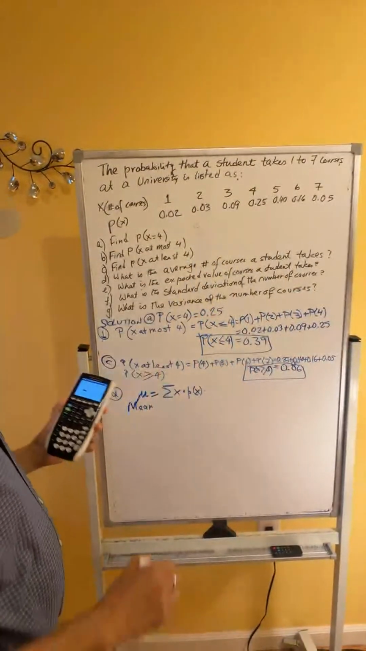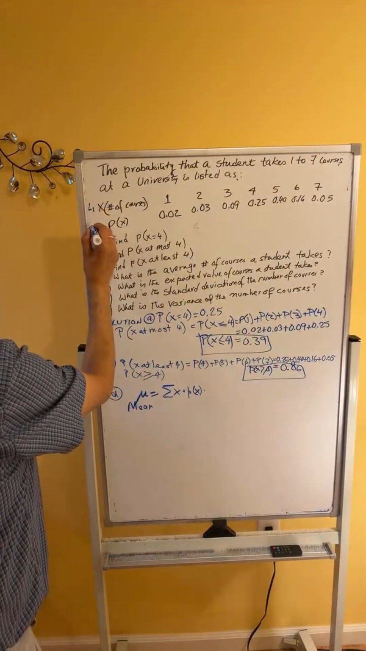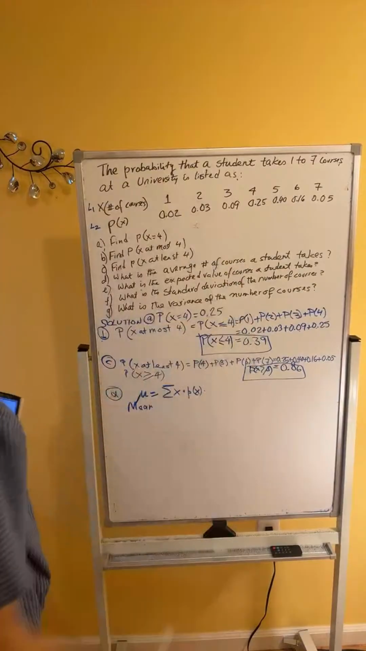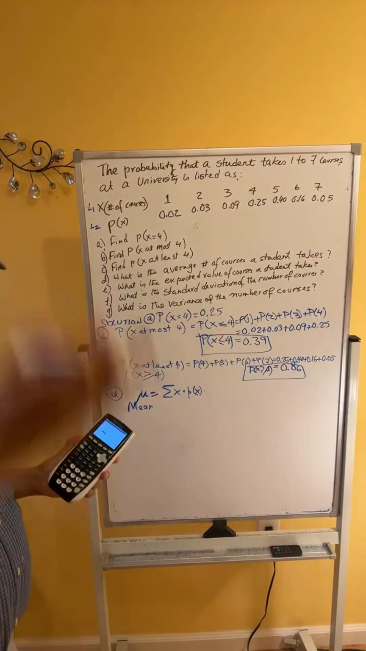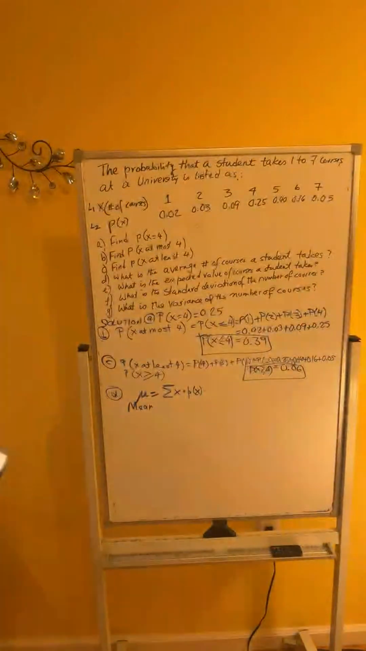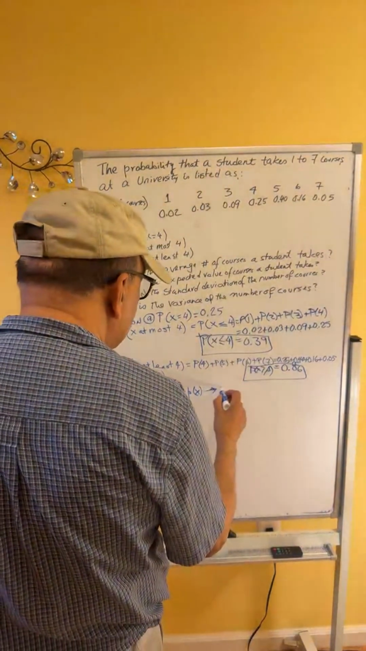So again, all the x values are in L1, all the corresponding px values are in L2, and we did that by stat and 1. First enter x values in L1 and then the corresponding px probability values in L2. Now we are ready to do the calculation. So let me write the steps.